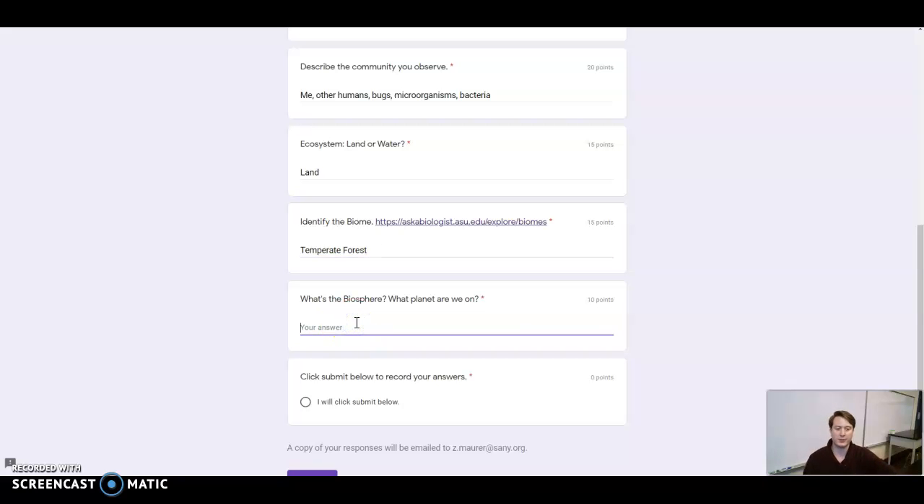Now, what's the biosphere? This one's a pretty simple one. So the biosphere is all of the living and non-living entities on planet Earth. So, planet Earth.